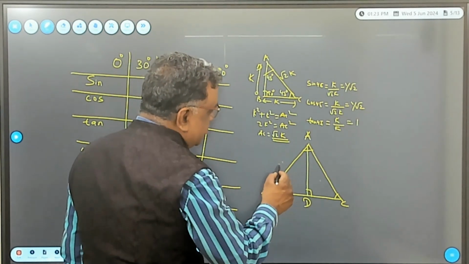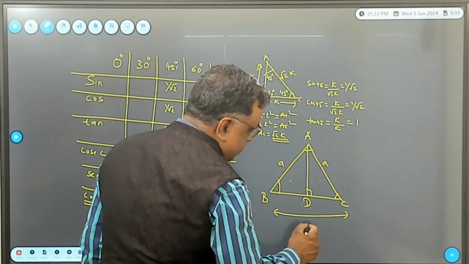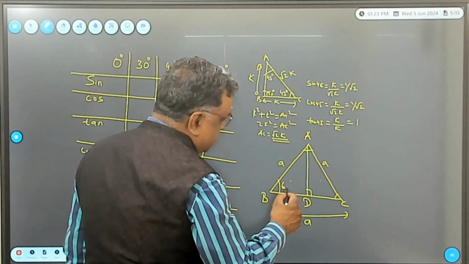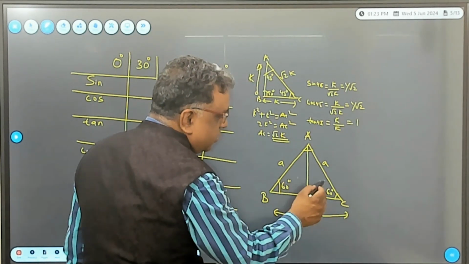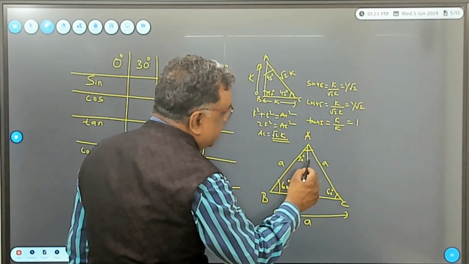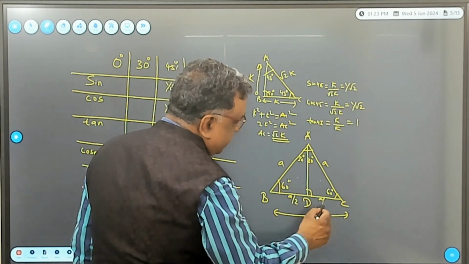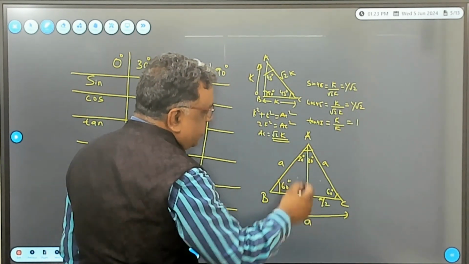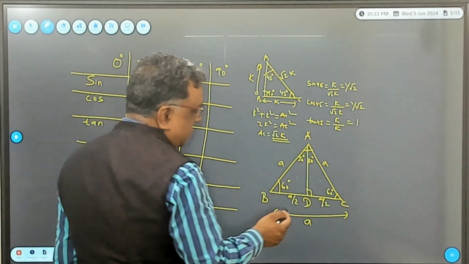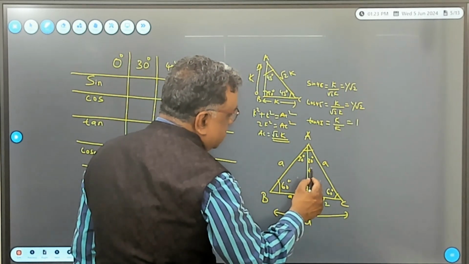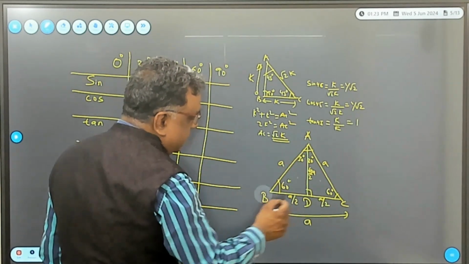So which means let us say this side was A, this side was A. This holds because it's an equilateral triangle. This is 60 degrees, this is 60 degrees. Now these two triangles become congruent, which means this will become 30, this will become 30, this will become A by 2 and this will become A by 2.